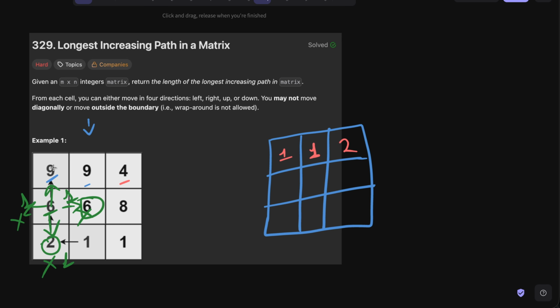Then if I try to go up, I can go because 9 is greater than 6. So the up is 1, right? So I can add 1 plus 1 is equal to 2. So I can store 2 here. And this is going to be 1 because we already calculated it right here for 8. Now this 6 is done. We will go to the next one.